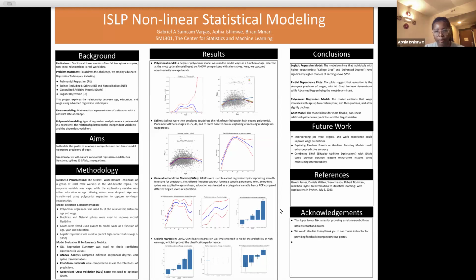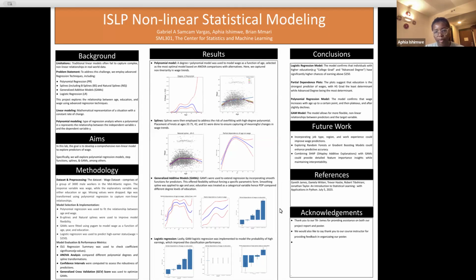We also use splines to improve the model's flexibility, where we place the knots at age 33, 42, and 51 to ensure that we are capturing the meaningful changes in the wage trends. Similar to the polynomial model, wage is also increasing and stabilizing at age 35 till 65, and then starts going down.